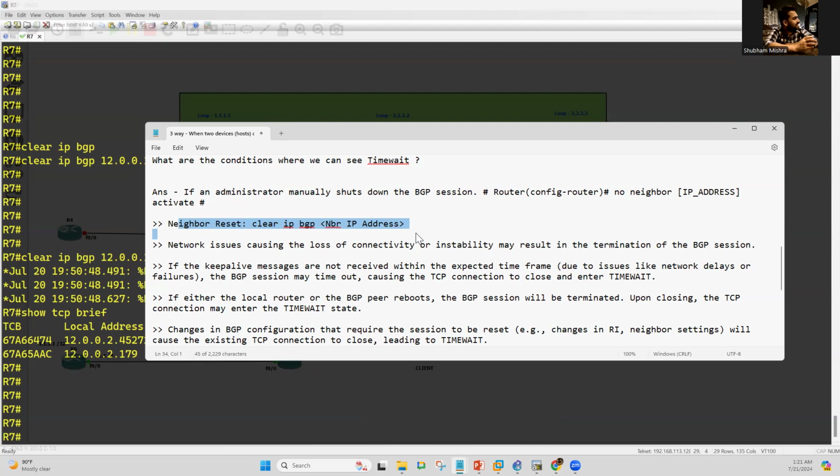There are multiple conditions where you will find the TIME_WAIT condition. Network issues: if there are any network issues, you will find TIME_WAIT conditions. For example, there is a type of message called the keepalive message. In BGP there is a hold timer. If the router does not receive the keepalive message in that time frame, then you will find TIME_WAIT conditions. Getting my point?